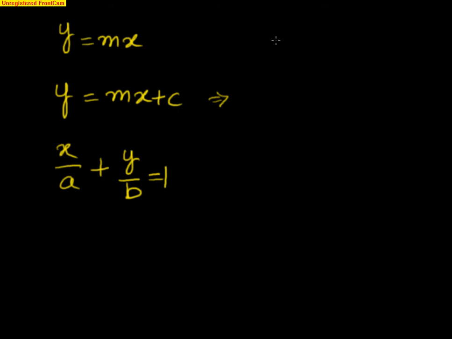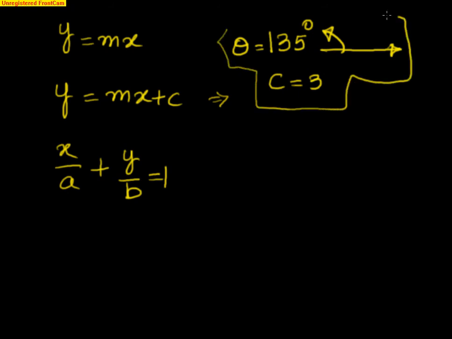Find out the equation of the straight line which is making an angle of 135 degrees with the positive direction of the x-axis in the anti-clockwise direction. That means theta is equal to 135 degrees, what we call the inclination. Also given that my y-intercept is equal to 3. That's nothing but c equal to 3.